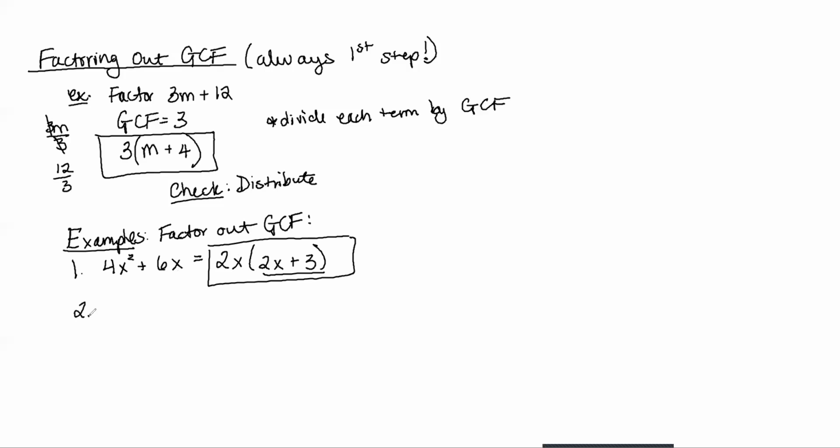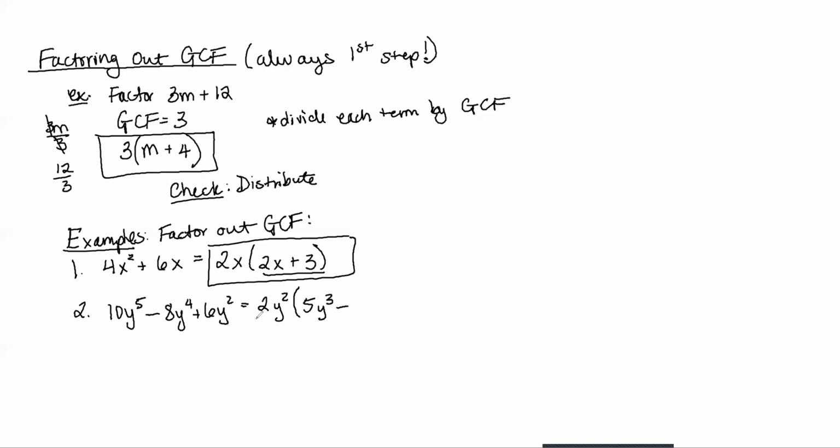All right, let's try another one. 10y to the 5th minus 8y to the 4th plus 6y squared. And so let's go ahead and take out the GCF and figure out what it is first. So for 10, 8, and 6, we can take out a 2. And y to the 5th, y to the 4th, y squared. The most we can take out is a y squared. And so now let's divide. 10 divided by 2 is 5. We have 5 y's, get rid of 2, we're left with 3, so y cubed.